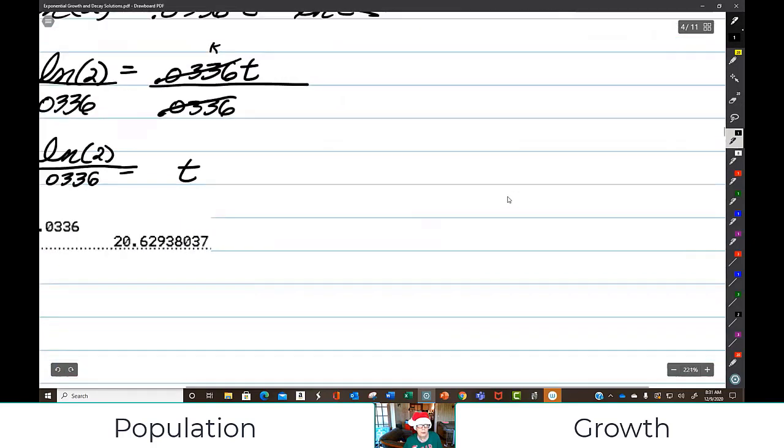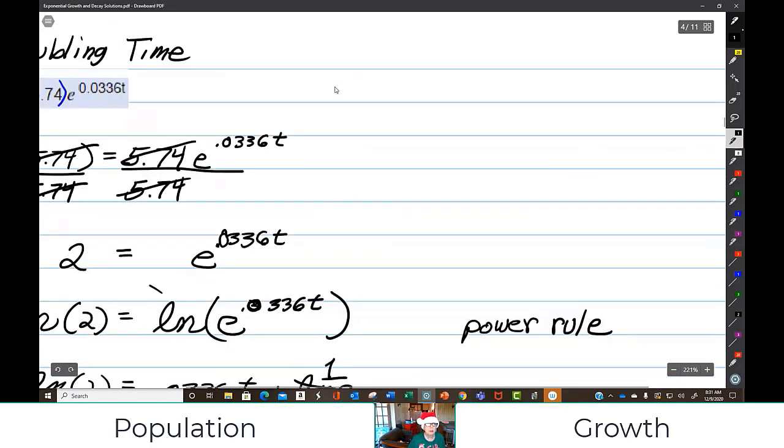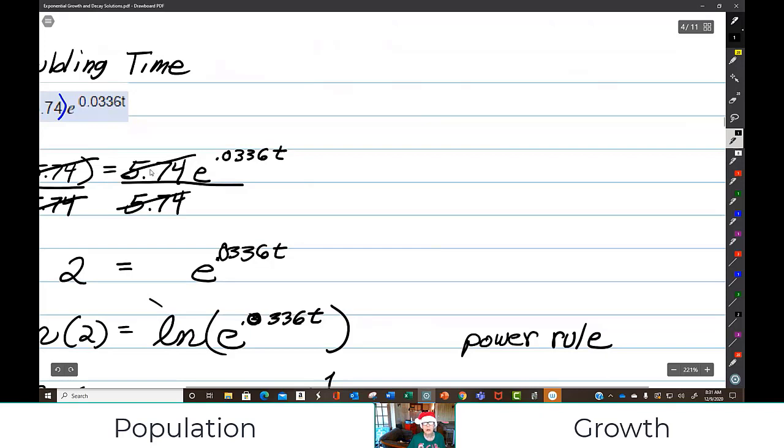Okay, they want us to round to one decimal place. There's the one decimal place, 20.6. I look over at the two, which is not big enough to cause the six to round up to a seven. So I am going to make a guess that in 20.6 years, which is a little over 20 and a half years, the population will double from its original 5.74 million.